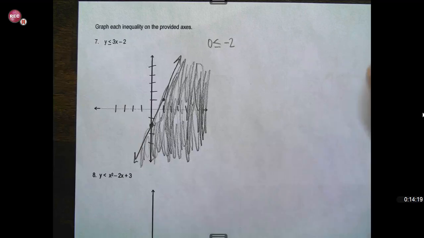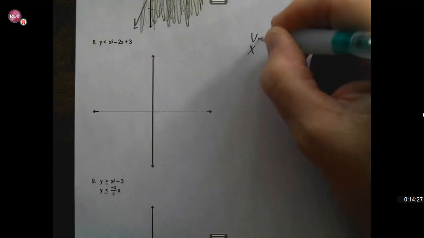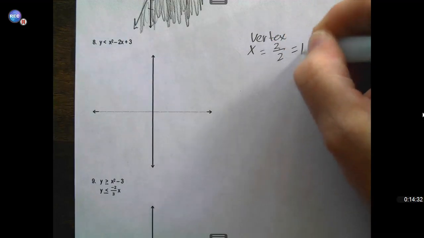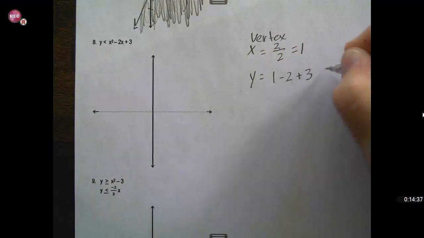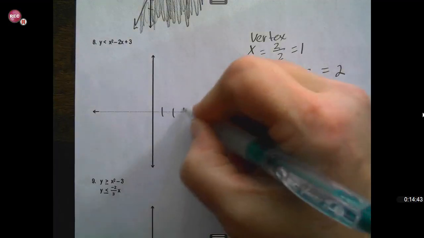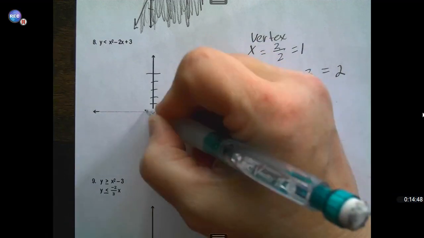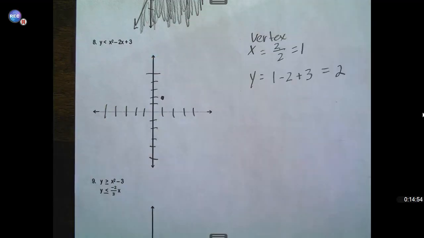Okay. Then we have this little parabola for the next one. The x value of the vertex, we start there, is the opposite of b over 2a. And then I plug that in, I get 1 minus 2 plus 3, which is 2. So my vertex is at 1, 2, and it opens up. So right there. And if I plug in 0, I get 3.